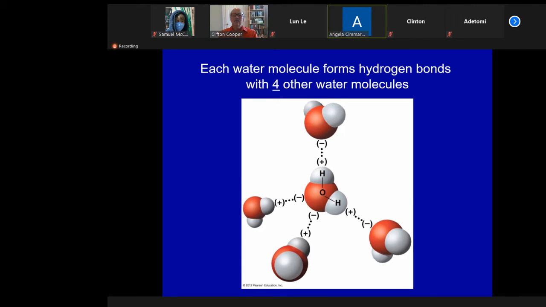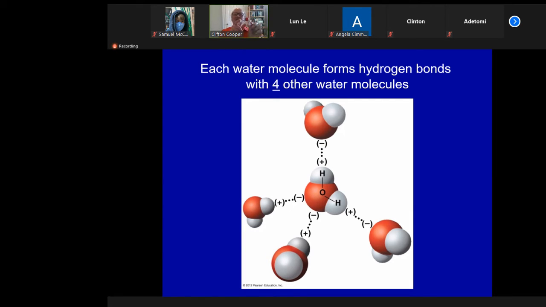A polar covalent bond? Is it one bond? Two? Yeah, here's one water molecule with the sticks representing the polar covalent bonds.